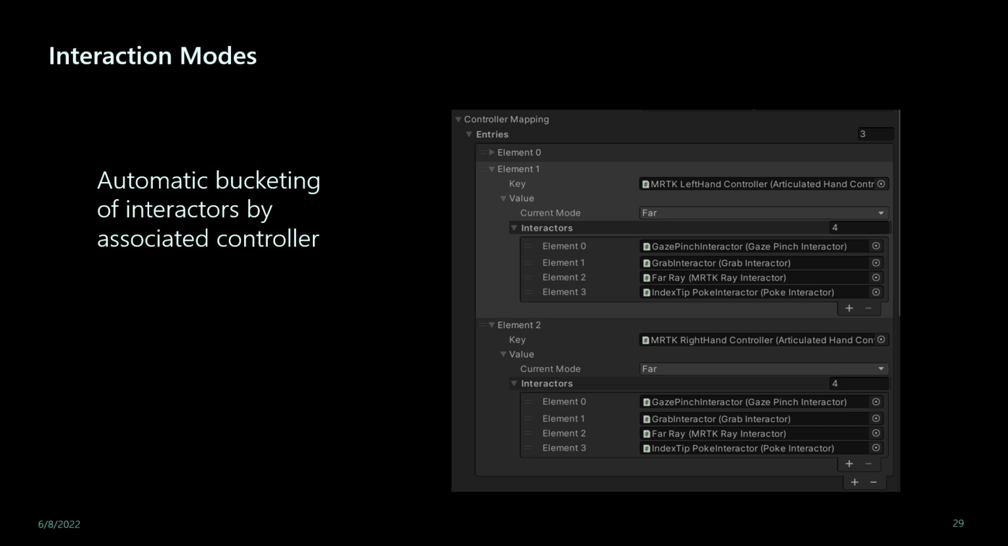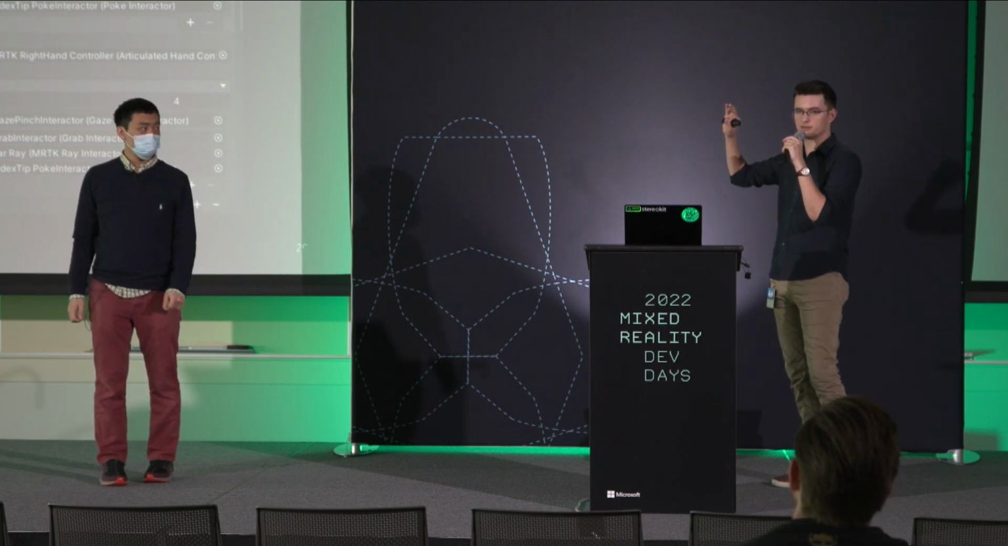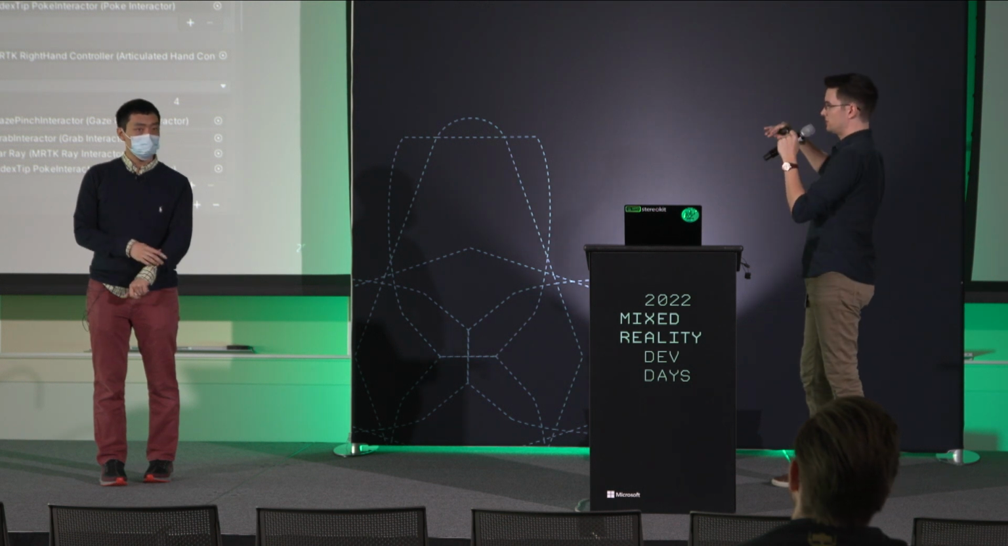And this is an important thing for navigating the interaction mode space. In a traditional context, as we said before, you usually only have one way of controlling and interacting with the scene. In XR, you have two hands, typically, and if one hand is in near interaction mode, maybe you still want the other hand to be able to select things with far interaction. So the first thing we've done is bucket all of your interactors according to controllers, and then each controller can be in a different mode. And this is all automatic. You don't have to configure this yourself.